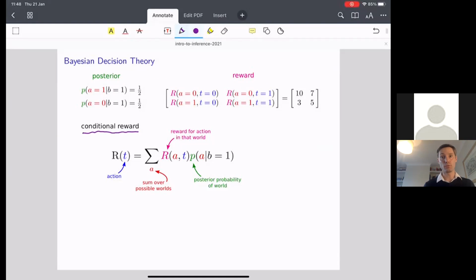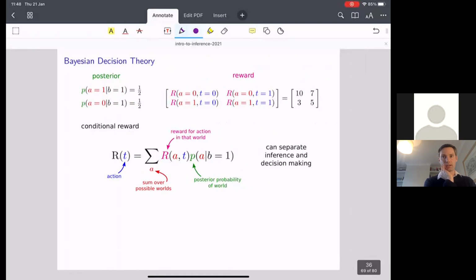And the way that the conditional reward is computed is you take your posterior distribution, which captures your uncertainty in the state of the world, in this case, whether she has the disease or not, and you sum over all possible states of the world. You compute the reward for that state of the world given that action you're taking. So this might be she has the disease and you've treated, and you weight it by how plausible you think that world is. So what's the probability that she actually has the disease given the test result came back positive? So it's just weighted averages, essentially. Nothing special.